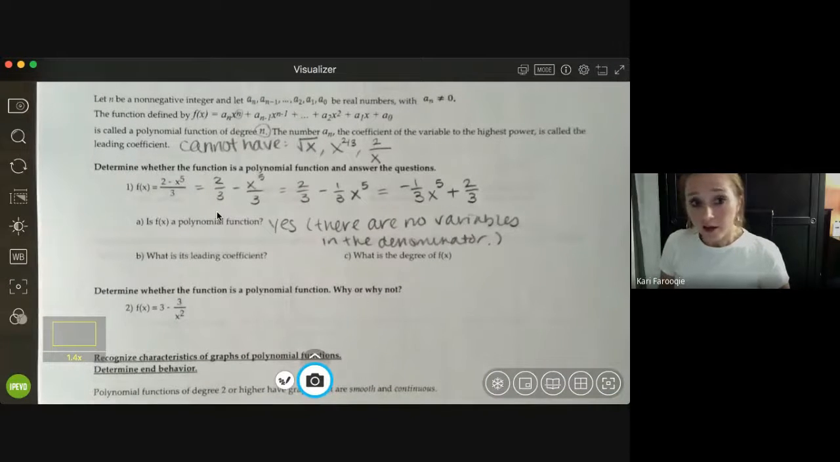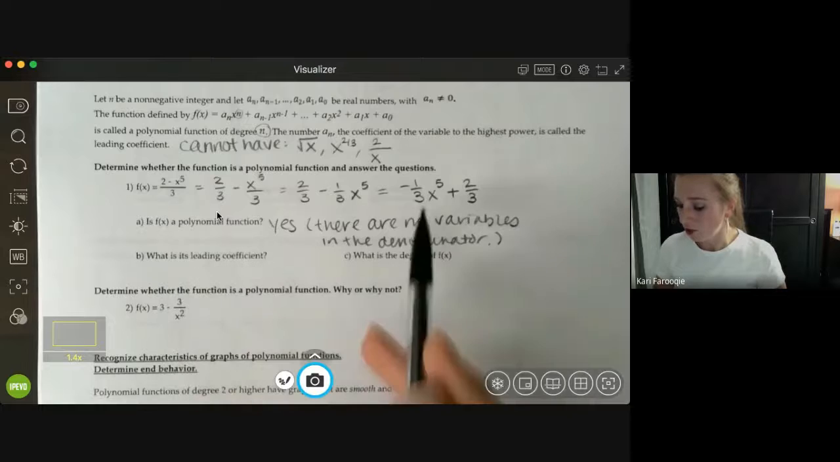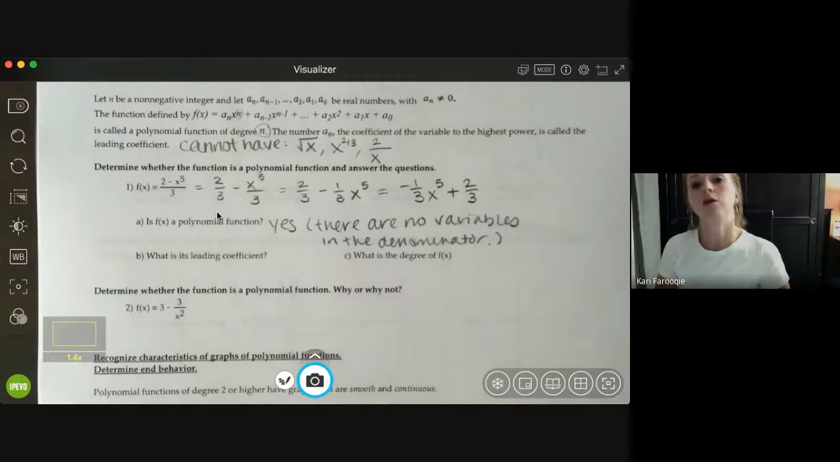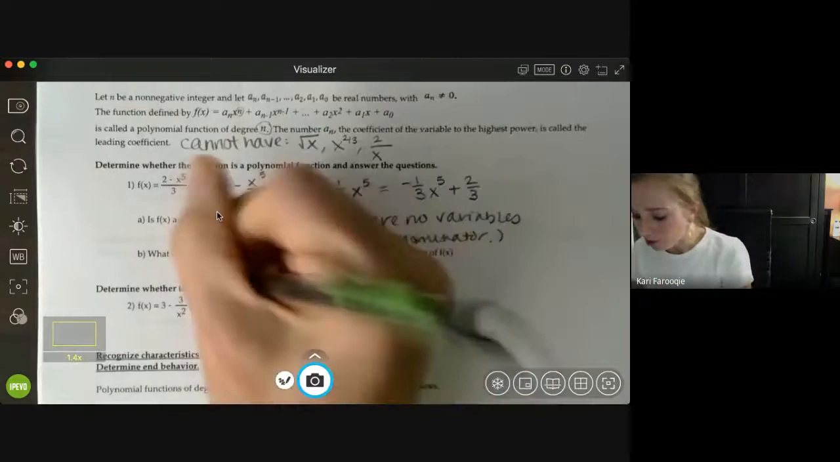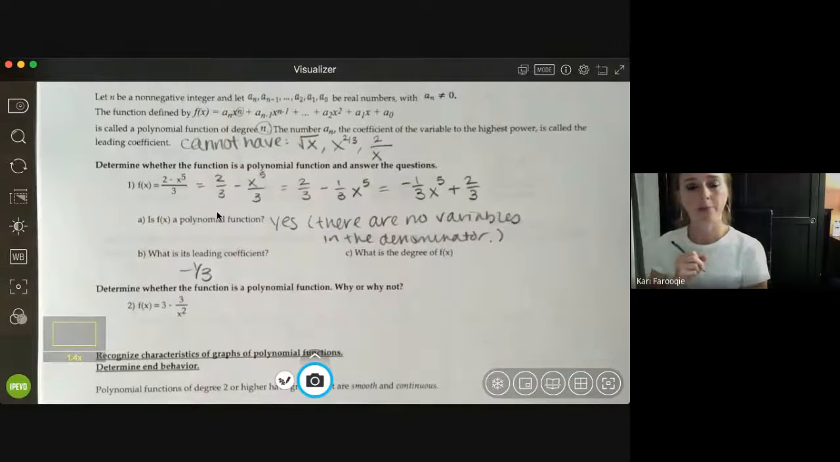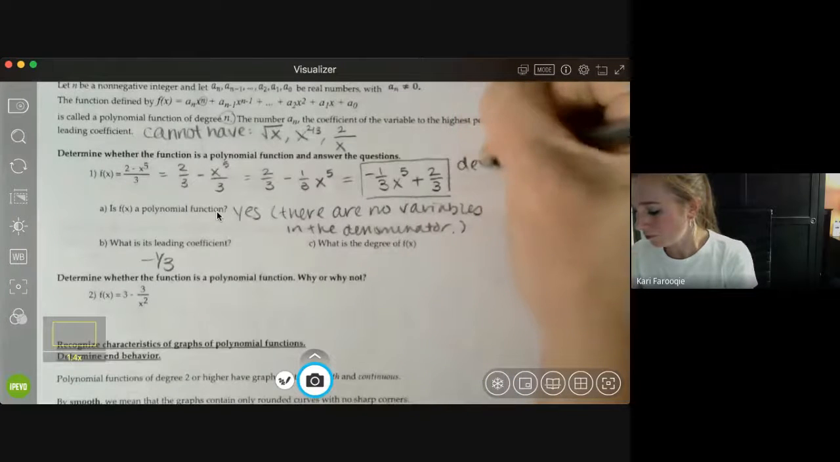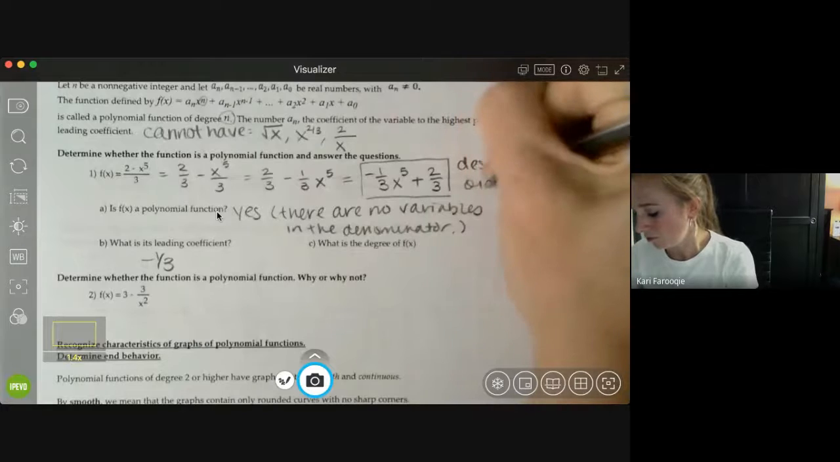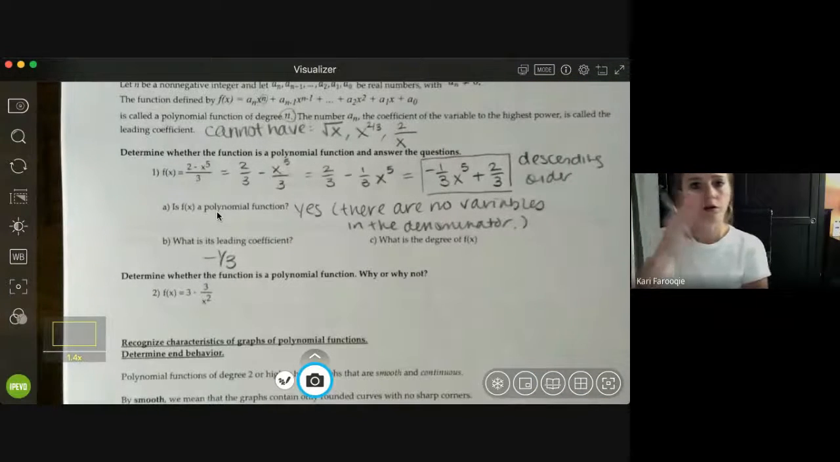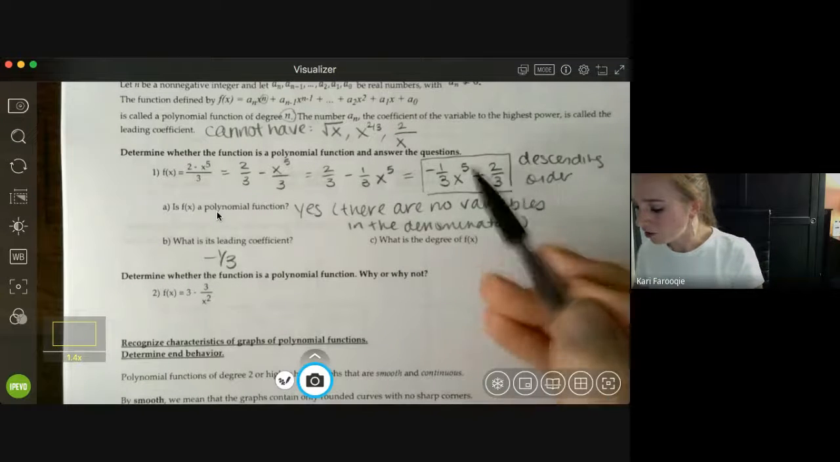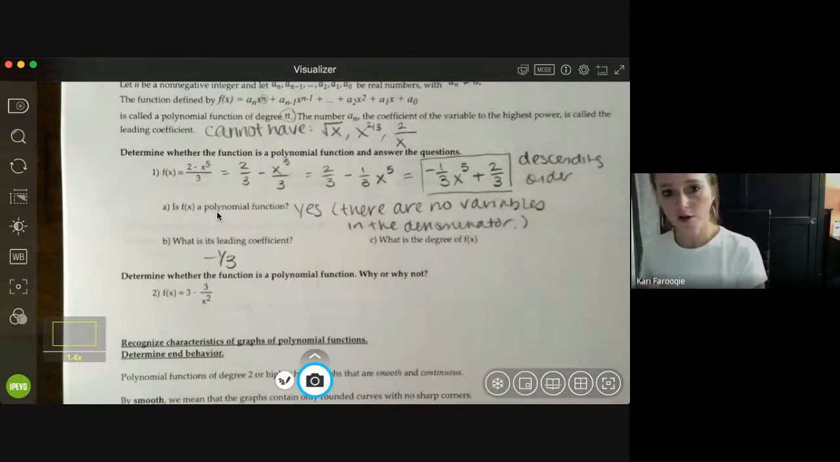And now we can tell, oh, I was about to give away the answer to C. Let me reword this. Now we can see what the leading coefficient is because it is just the coefficient that's hooked on to your leading term. The leading term is the one with the highest power on it. So the leading coefficient is negative 1/3. And this, I should say, is in descending order, because all of your powers are getting smaller. You only have 2 in this case, but they're going downward as you continue along your function. The degree of f of x is just the highest exponent that you see, which in this case is 5.